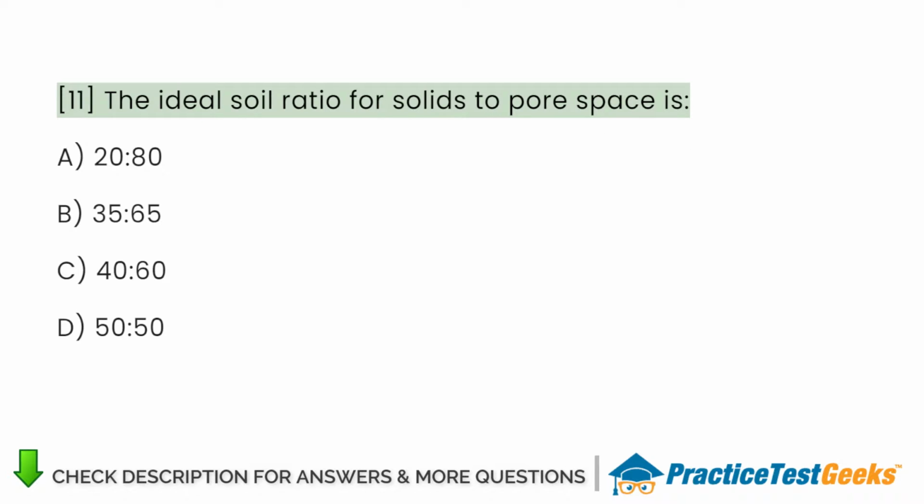The ideal soil ratio for solids to pore spaces. A. 20:80. B. 35:65. C. 40:60. D. 50:50.